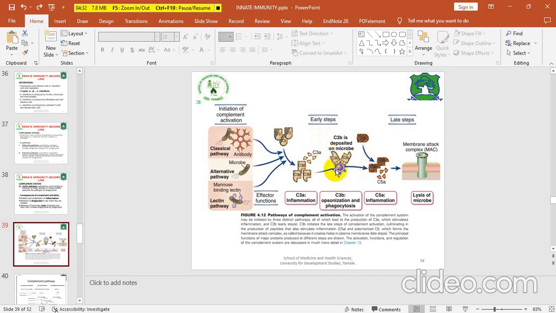Then there will also be the production of C5, which will break down to C5b and C5a. For the C5b, we don't know its work as of now, but the C5a also goes to mediate allergic reactions. Then we have the membrane attack complex. You can see the plasma membrane is here, and the complement will form a hole inside the plasma membrane of the cell.